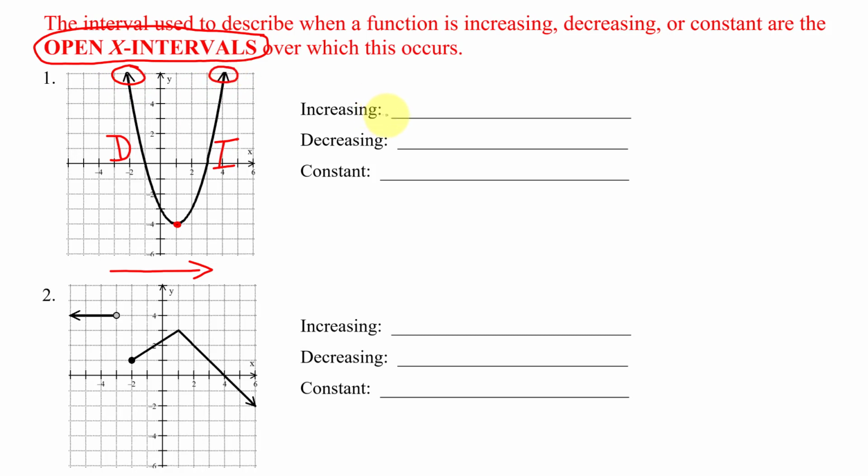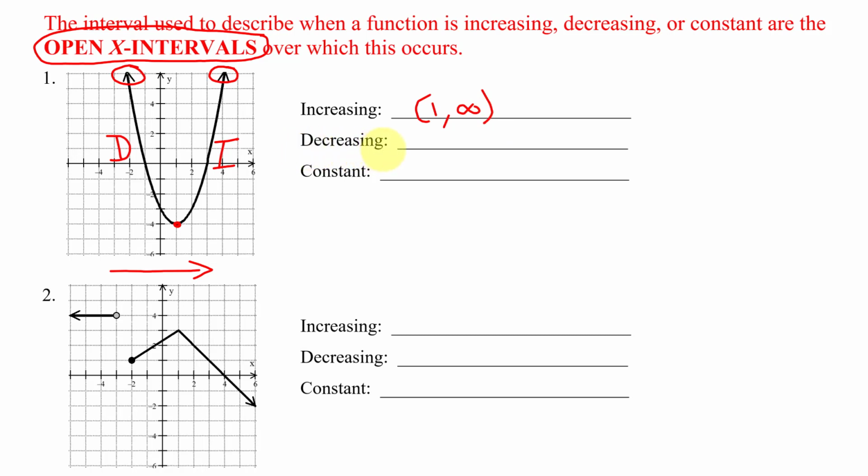So this graph is increasing in this region, and the arrow indicates it's going to keep doing the exact same behavior. So it's going to start increasing here, and what is its x value? 1. Open intervals, so use parentheses. And when does this graph stop increasing? Notice because of the arrow, it's going to have the same behavior all the way out until x is positive infinity.